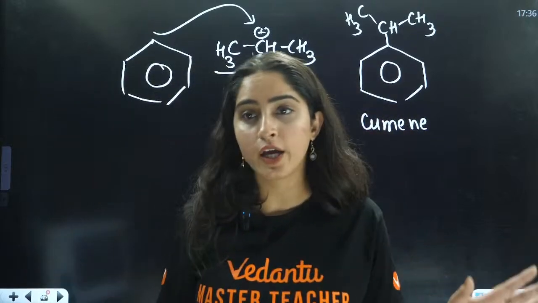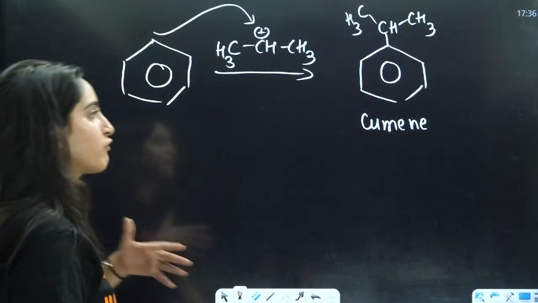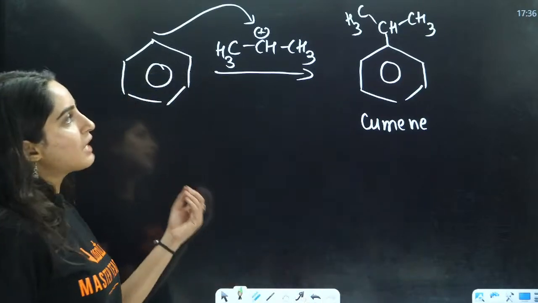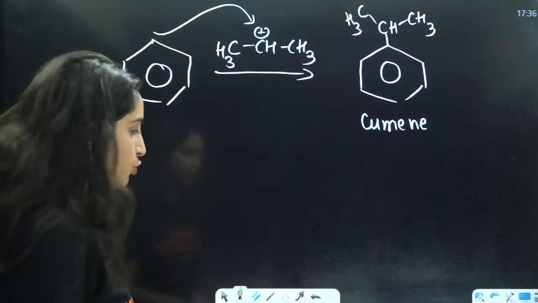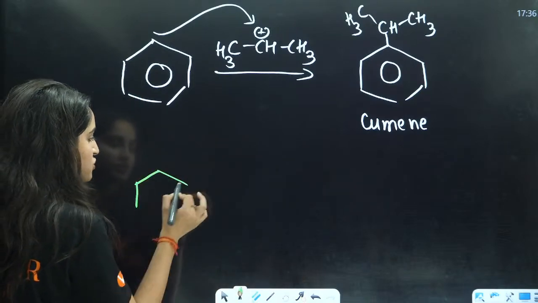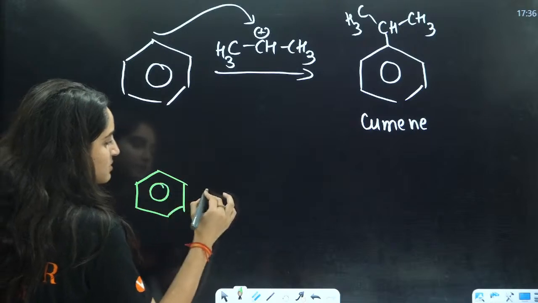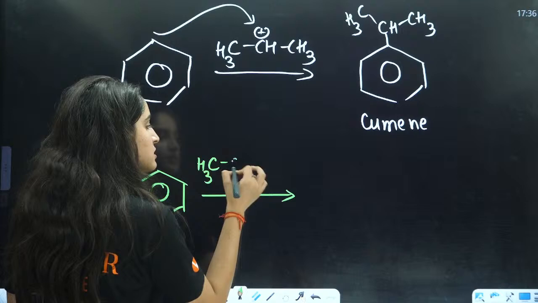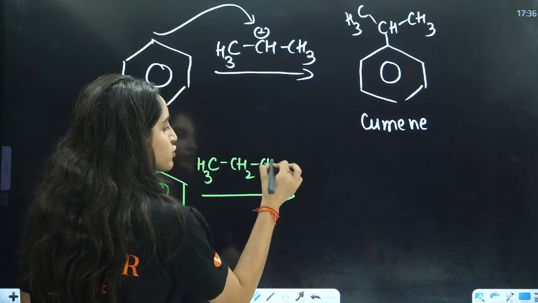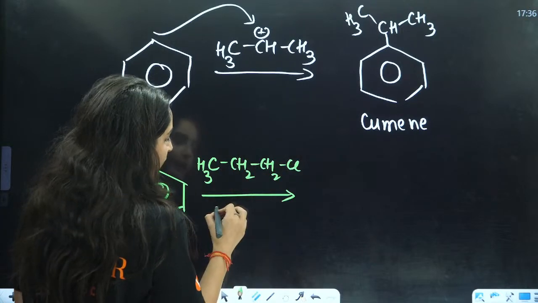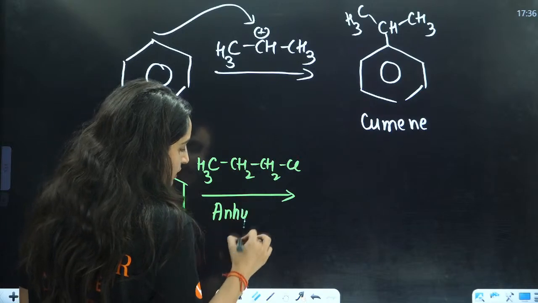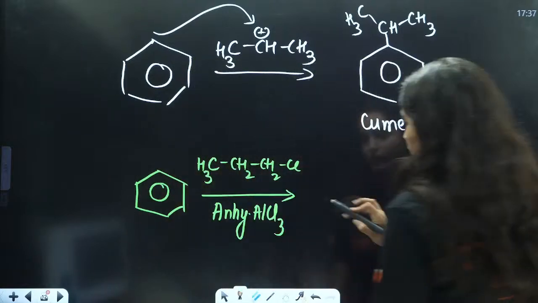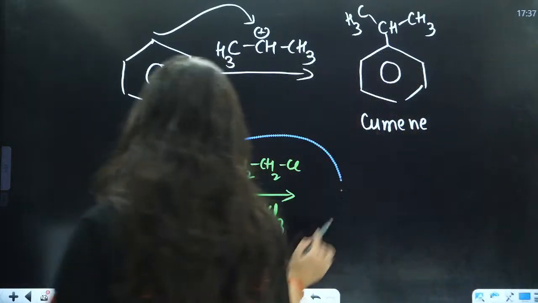Because we are talking about not an easy exam, we have to get into deep knowledge of this. It's not like they will ask you only this process of making Cumene. They can also ask you other questions. They can give you this is benzene. You have CH3, CH2, CH2, Cl, and you have anhydrous AlCl3. What will be the formation here? What will be the answer here?